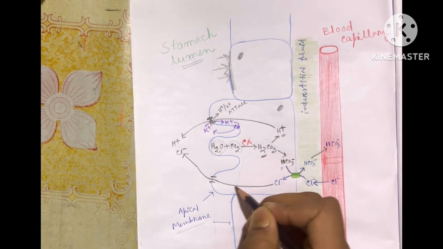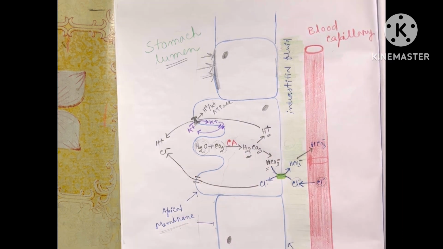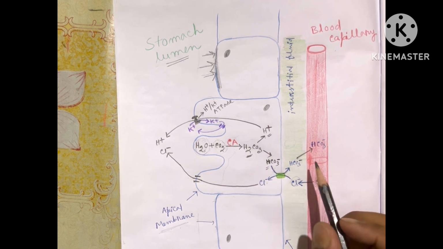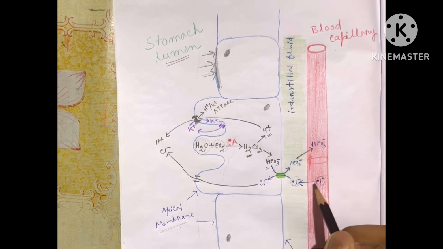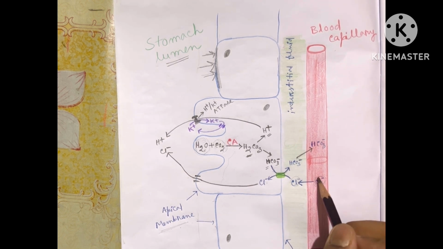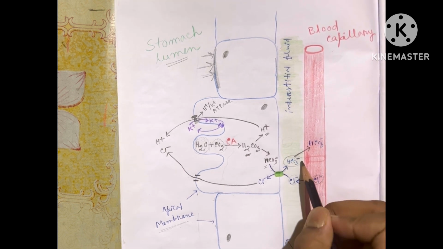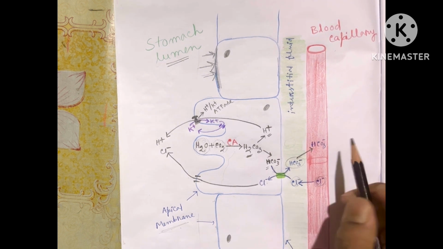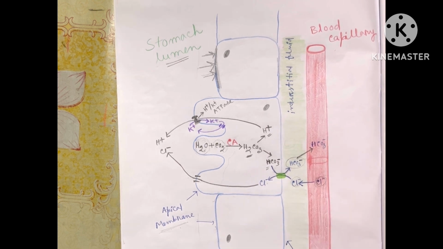Here chlorine will slowly move towards the stomach lumen. So here chlorine is slowly coming towards the parietal cell from the interstitial side. Now here you can see this chlorine is actually coming from our blood capillaries. So one anion is leaving the blood capillaries, and this bicarbonate ion is slowly moving towards the blood capillaries. So one anion is leaving the blood capillaries, another anion is going to the blood capillaries.